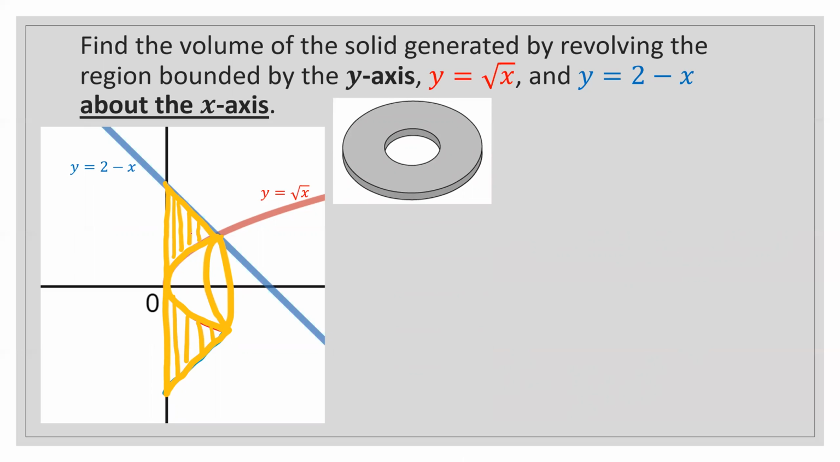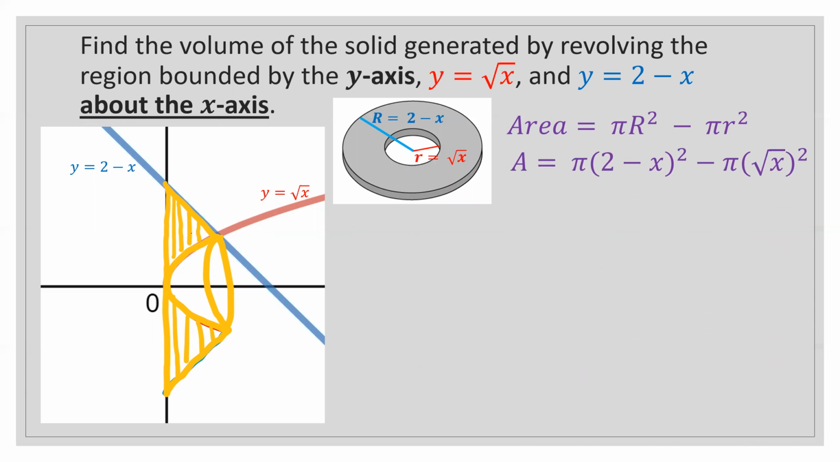Okay, let's see here, because we have to take out the hollow part. We would need to consider the big radius, which is the blue, and that is 2 minus x. And then the smaller radius that came from the red, which would be square root of x. So then the area of that cross section is the area of the big circle minus the area of the small circle. Okay, and that would be that. When you substitute that in and clean that up, you get that.